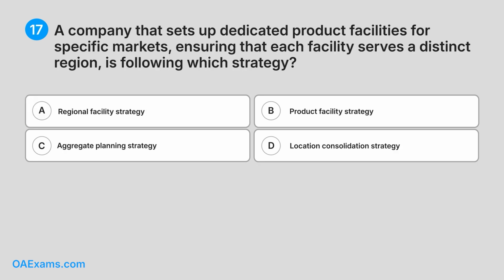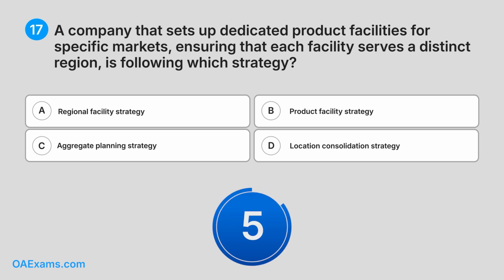production. 17. A company that sets up dedicated product facilities for specific markets, ensuring that each facility serves a distinct region, is following which strategy? A. Regional facility strategy. B. Product facility strategy. C. Aggregate planning strategy. D. Location consolidation strategy. Do you know the answer?